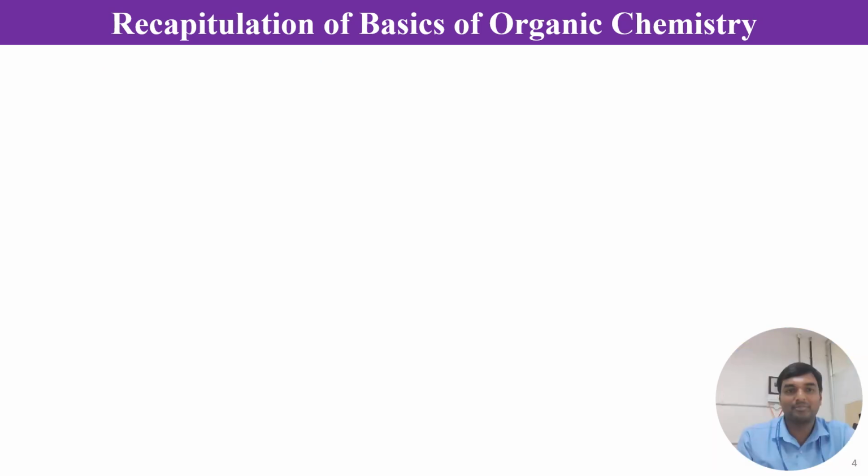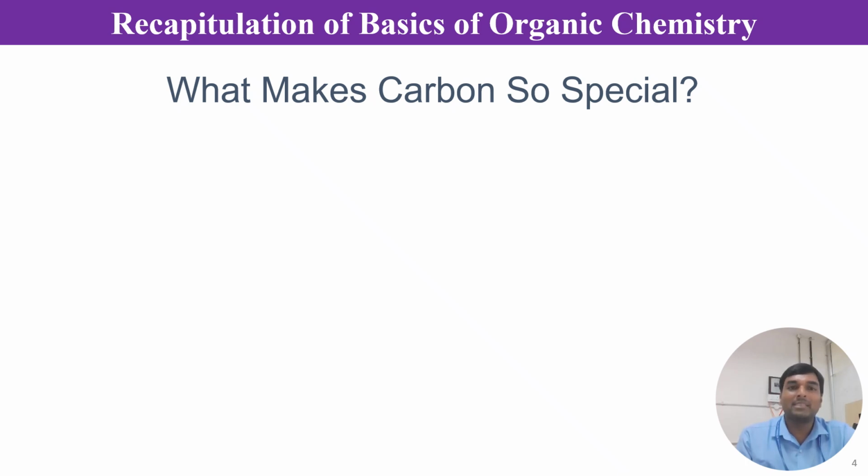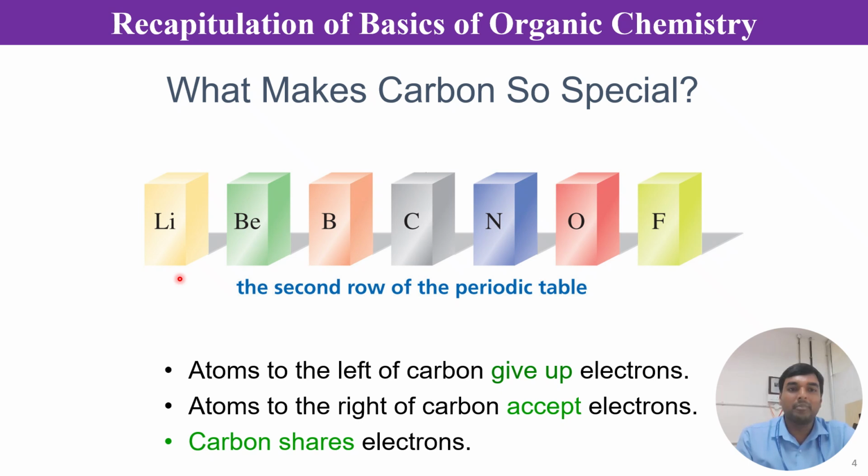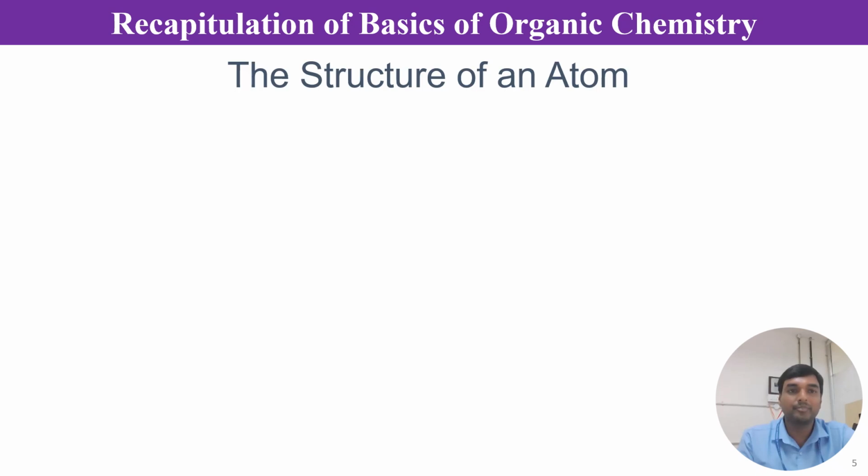Carbon must. So what makes carbon so special? If you see in the periodic table, lithium, beryllium, boron, carbon, nitrogen, oxygen, fluorine, this is the second row of the periodic table. The atoms to the left of carbon give up electrons because they are less electronegative, and atoms to the right of carbon are more electronegative. They will accept the electrons, and carbon shares the electrons. So that's the specialty of carbon.